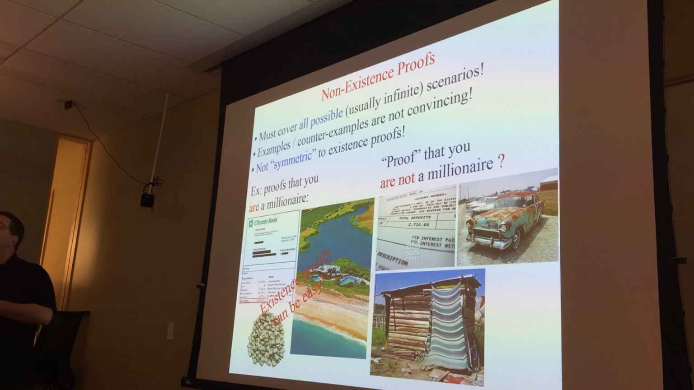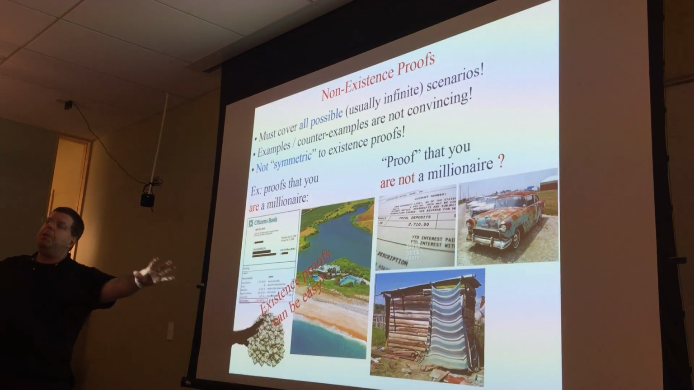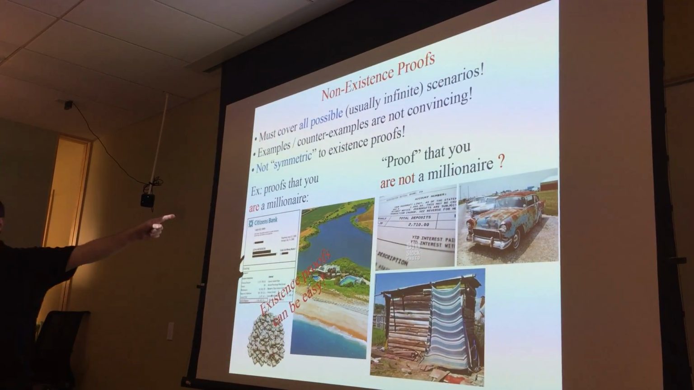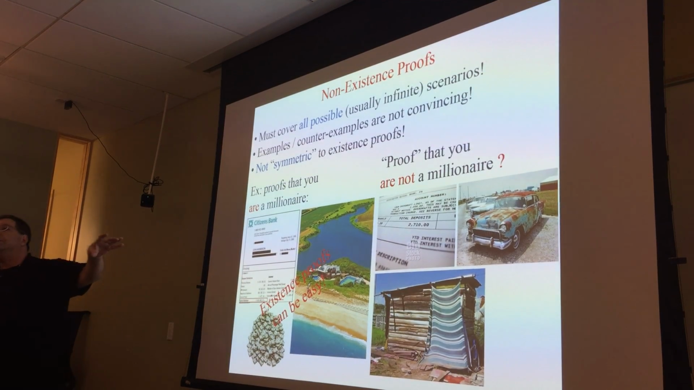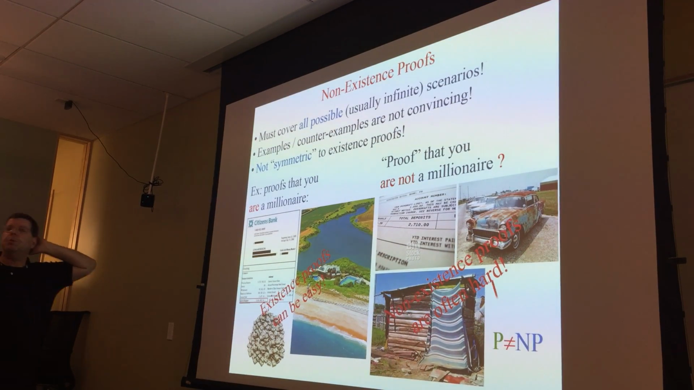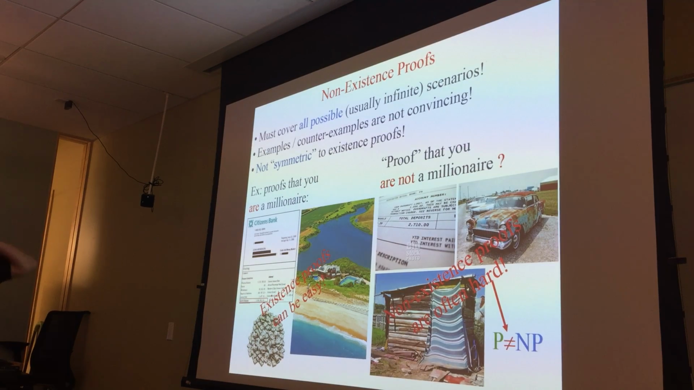For existence, you have to show one example that works. For non-existence, you have to show that no example in the universe can possibly work. And the last proof about that was a non-existence proof. That's hard to do. It's like proving you're not a millionaire. It's not a symmetric situation. That's why non-existence proofs are so much harder than existence proofs.